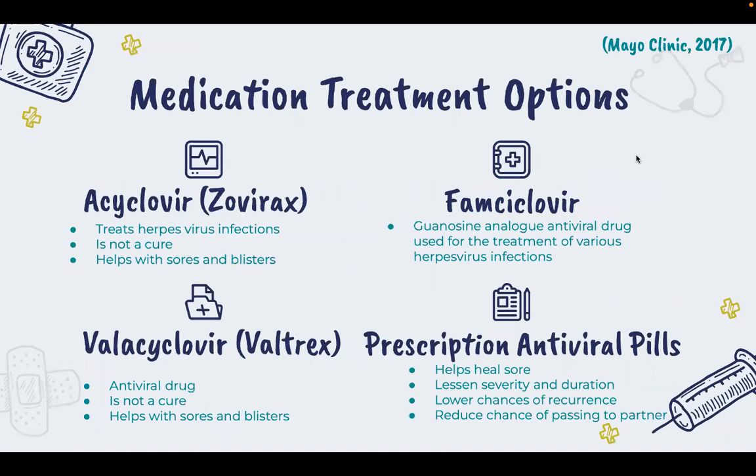The medications used to treat genital herpes are not a cure, but they do help with the side effects. They are all antiviral drugs that will help with side effects such as sores and blisters. These drugs will lessen the severity and duration of the infection, lower the chances of reoccurrence, and being treated will reduce the chance of passing the infection to your partner.